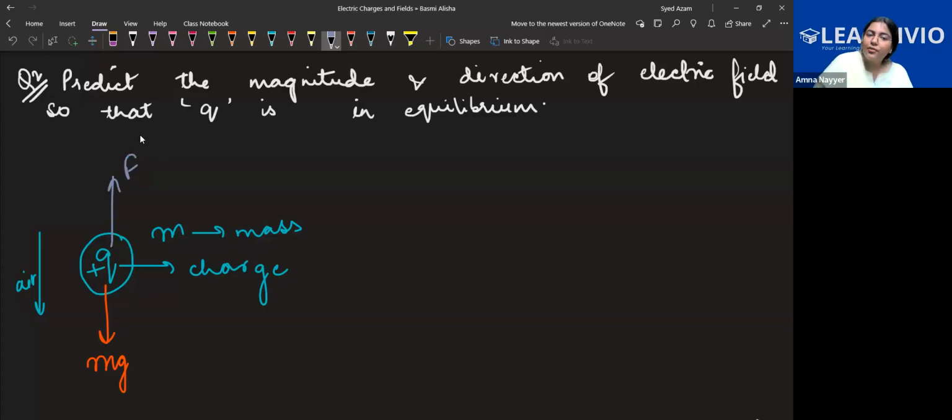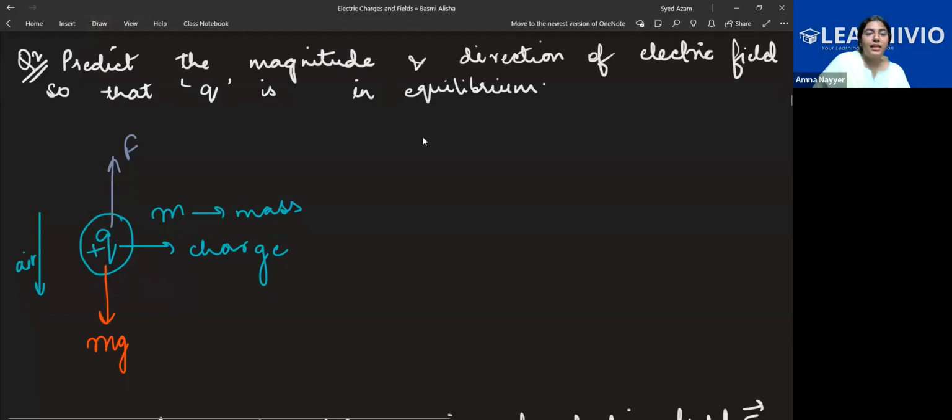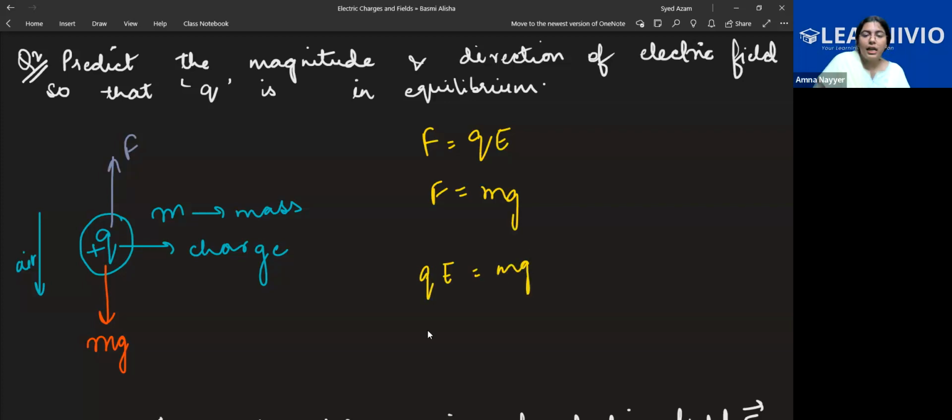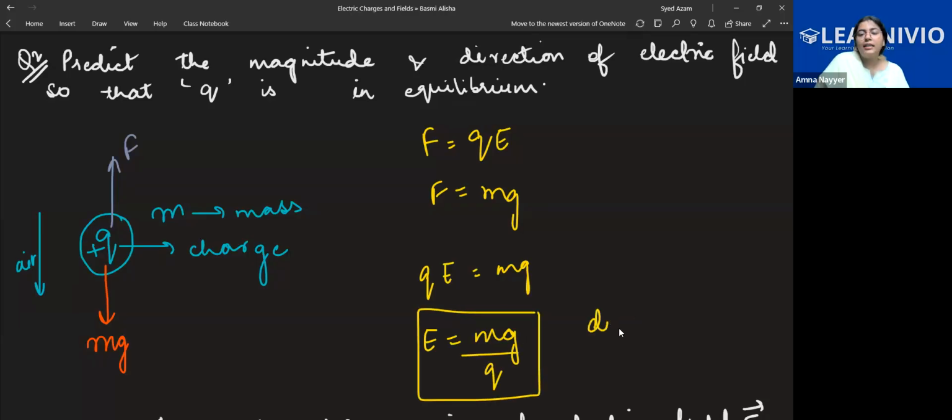So if the electric force has to act upwards, the direction of electric field will also be upwards because it's a positive charge. So we can say F is equal to QE and F is equal to mg. When you equate, QE is equal to mg, so electric field is mg divided by q. This is the magnitude of electric field and the direction will be upwards. Got it? Please write it, ma'am.